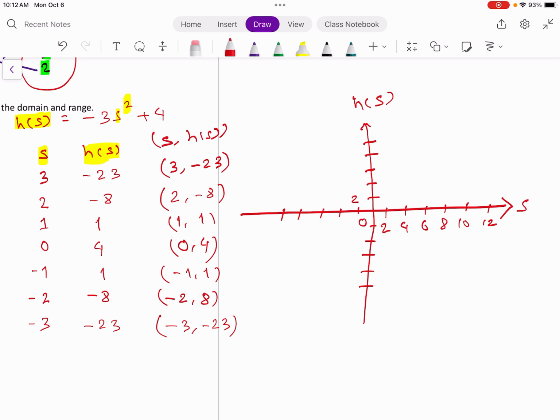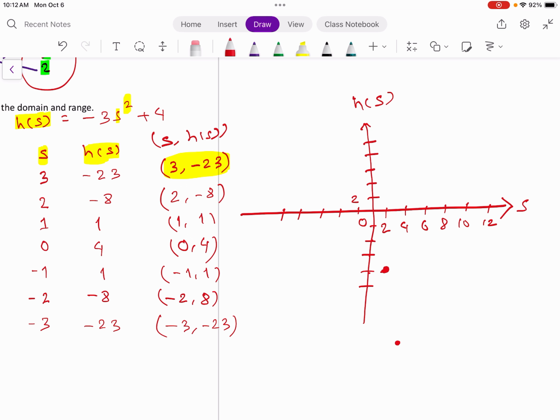Now let's start with graphing 3, negative 23. So where is 3? This is 3 here, and negative 23 is, let me take somewhere here, okay? So this is our point 3, negative 23. Now let's plot 2, negative 8. So this is 2, and going down negative 2, negative 4, negative 6, negative 8. So this is 2, negative 8, then 1, 1.